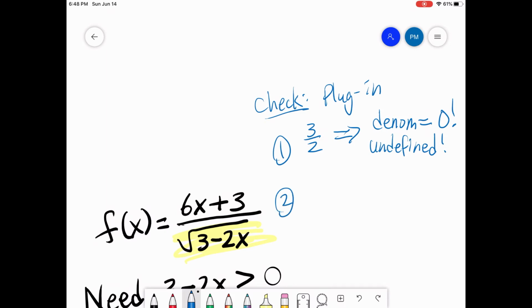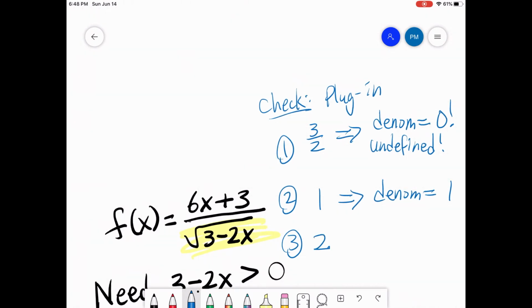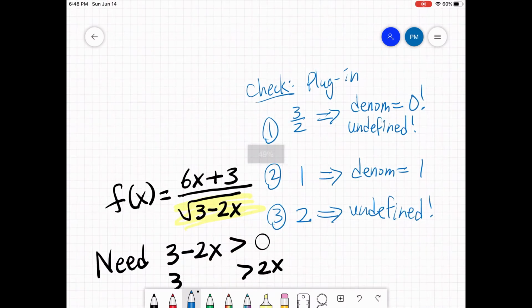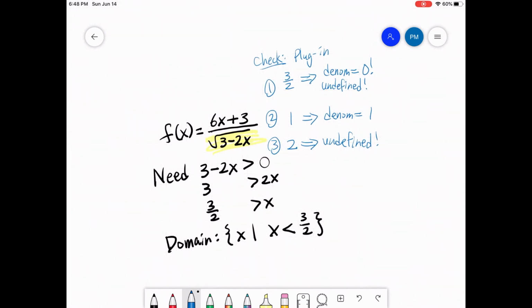Now let's test numbers greater than and less than 3/2. In the second situation, if you plug in 1, which is less than 3/2, then on the bottom you have the square root of 3 minus 2, or just the square root of 1. So the bottom equals 1, and that's not undefinedness. You've got a top number over the number 1, so that's still a number. In the third situation, if you plug in 2 for x, then you have 3 minus 4, and you'll be taking the square root of -1, and that's what causes undefinedness. So notice our solution does work, and we checked it with these 3 different numbers that are greater than, equal to, and less than 3/2.